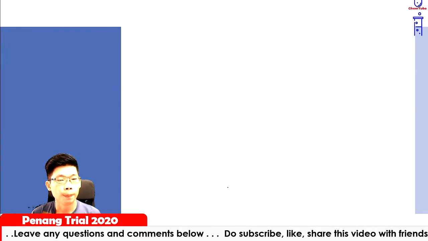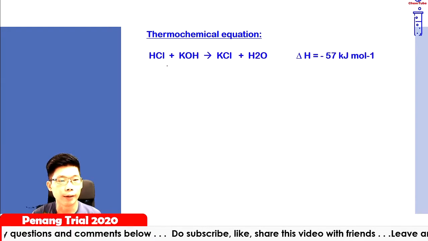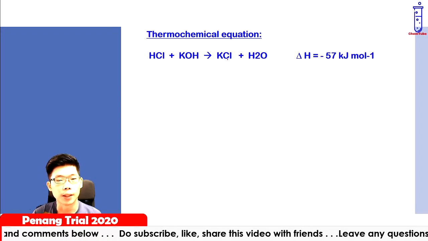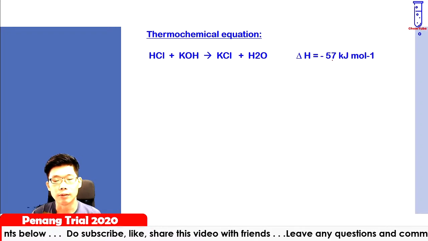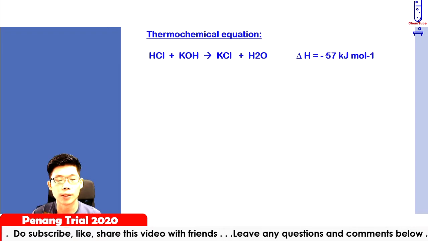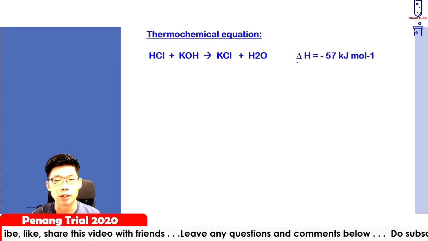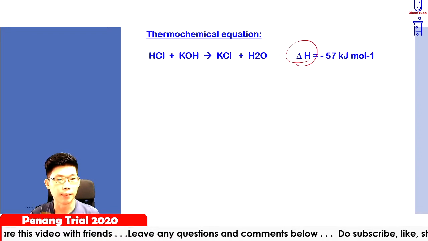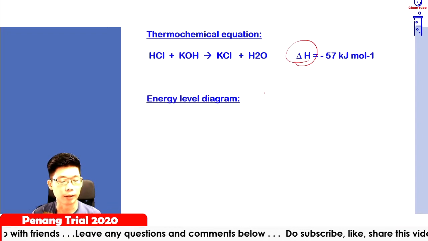Then for the thermochemical equation, here we have hydrochloric acid with potassium hydroxide, producing potassium chloride and water. The delta H is negative 57 kilojoule per mole, and the negative sign shows it is an exothermic reaction. For the thermochemical equation, we just add the delta H at the back. The rest is the same as the chemical equation. Next, the energy level diagram.